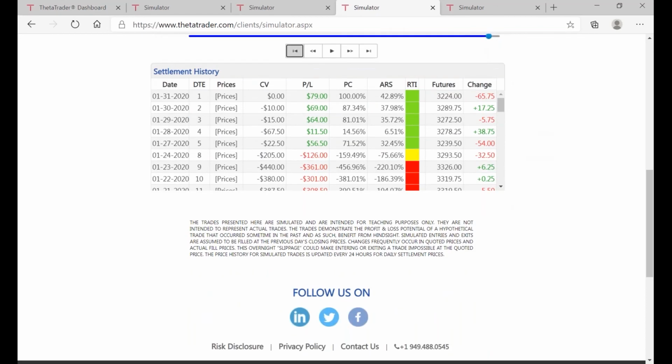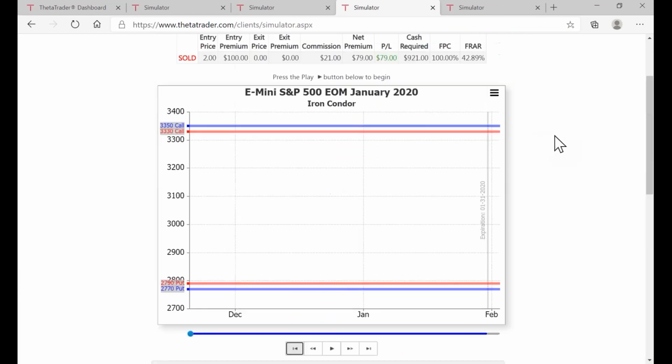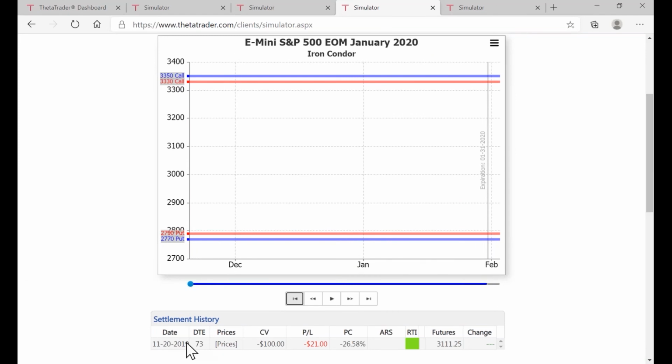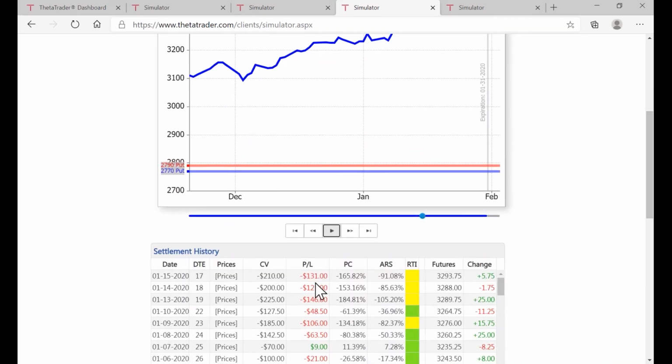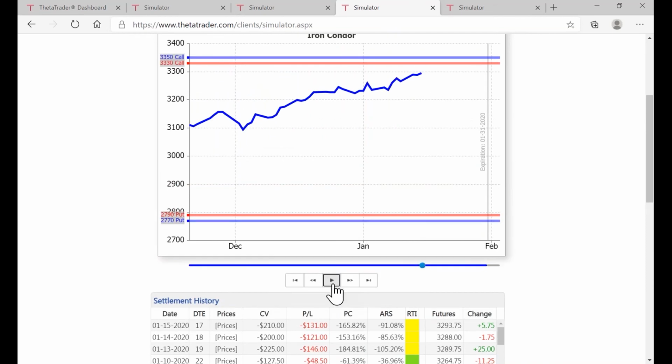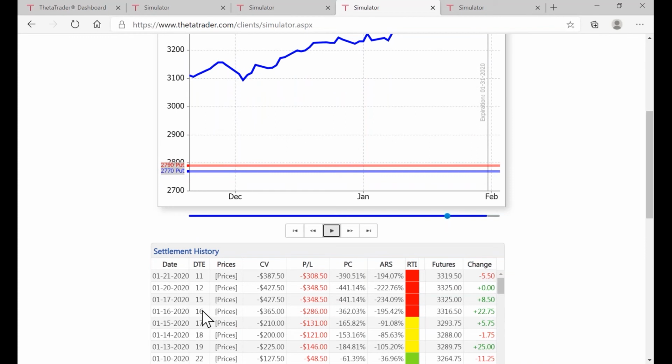Now let's look here at another example of a condor. So here's November 20. Let's play this one out. So yellow, slightly elevated risk. You can see the trade's negative. And then it turns red, it loses money with 16 days remaining.